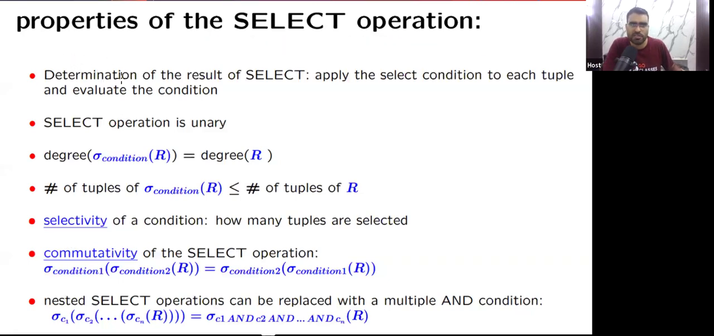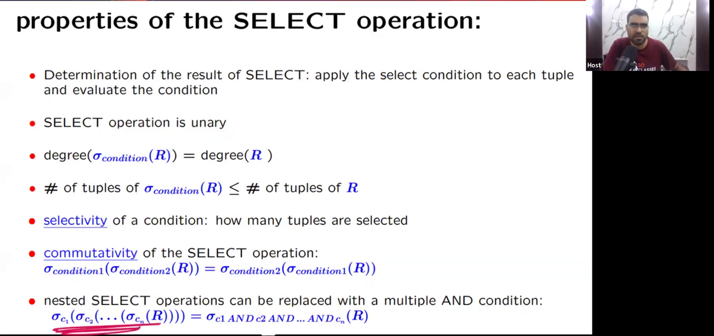So these are the properties of the selection operation. The selection condition we will apply to each tuple independently. This is a unary operation. The degree will remain the same, the schema will not change. The number of tuples in the result is less than or equal to the number of tuples in the input. Commutativity is there: condition 1, condition 2 is the same as condition 2, condition 1.